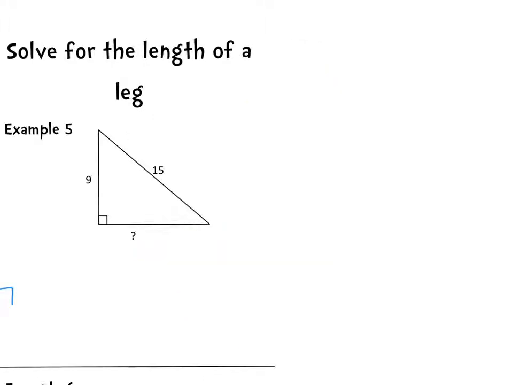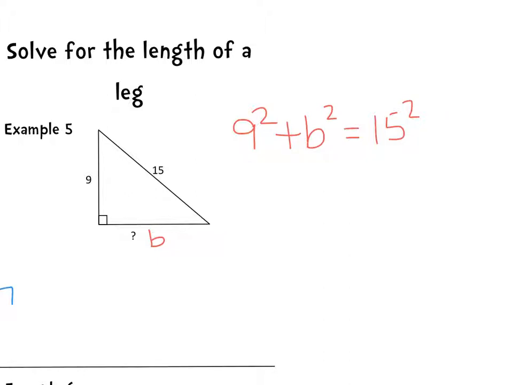Okay, the last type of problem you'll see is when a leg length is missing. We're still going to use the Pythagorean theorem to solve it, but it's going to look a little different. We could call 9 either A or B, and the question mark the other one. I'll just call this B for now. We'll still set up the Pythagorean theorem. We want to know what is b if 9 squared plus b squared equals 15 squared.